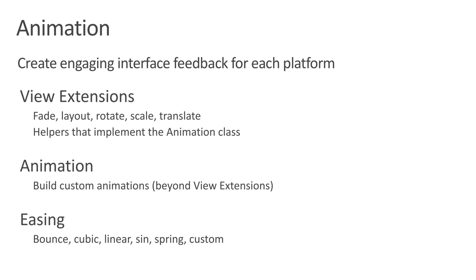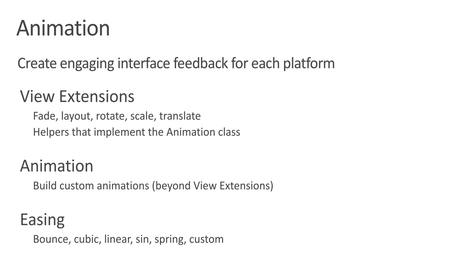There's a couple ways to go about this. The most easy, convenient way to do it is with the view extensions. So if you're going to fade, layout, rotate, as you see here, translate, scale, those are all right off of a view element. So you can just go view element dot fade, and you'll have access to that. They're essentially helpers that implement the animation class. So if you want to do something more complex, that's when we get into the animation class and you can build custom animations, time things out, and we'll show that here in just a second with a nice demo.